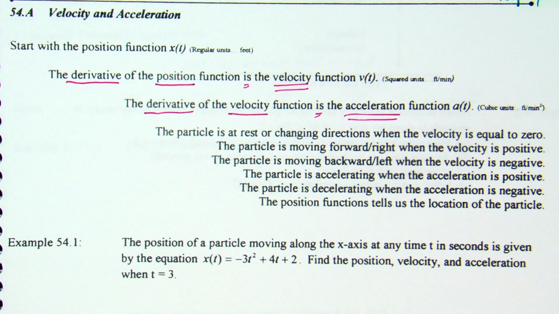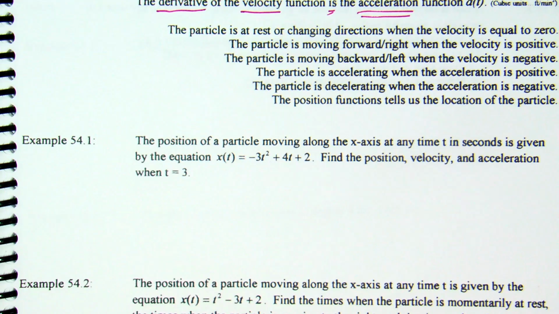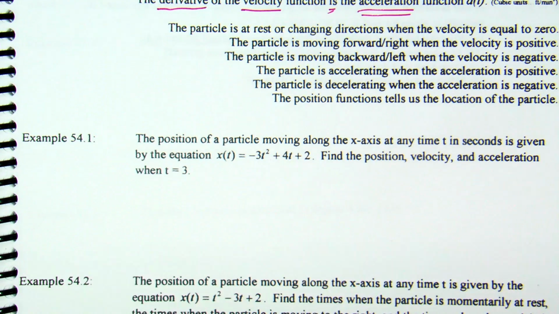Look at example 1, because we have a variety of different things we do with these today. The position of a particle moving along the x-axis at any time t in seconds is given by the equation x of t. Find the position, velocity, and acceleration when t equals 3. Also keep in mind, this is on a number line, so we're just talking about moving along a number line for this velocity and acceleration. Well, where would you like to begin?